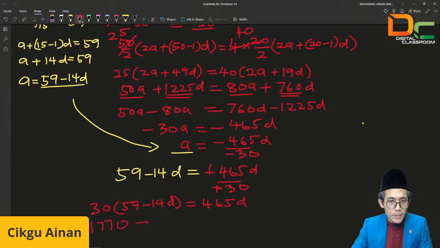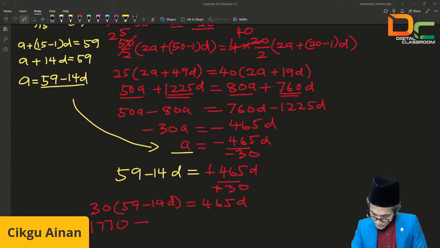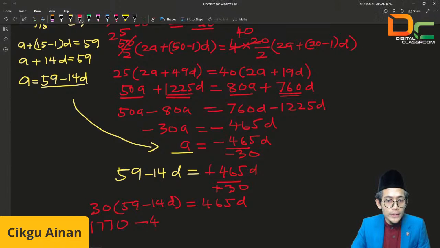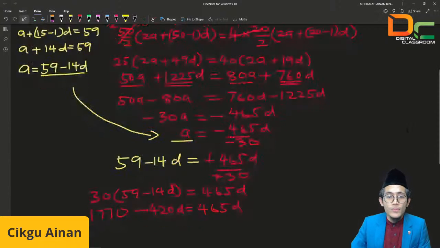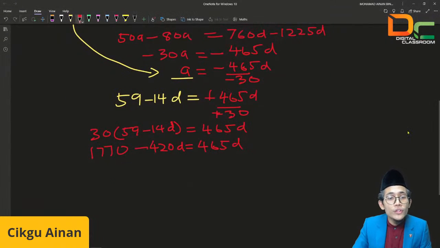1770 minus 30 multiplied by 14, multiplied by 14. Okay, multiply 30 by 14, that is 420, 420D, and 465D. Okay, let's continue over here. We group the D together.